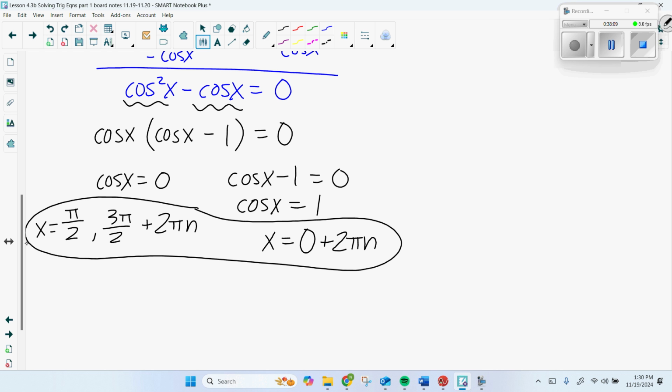It starts off looking really ugly, but so many things cancel that it ends up actually being kind of nice.